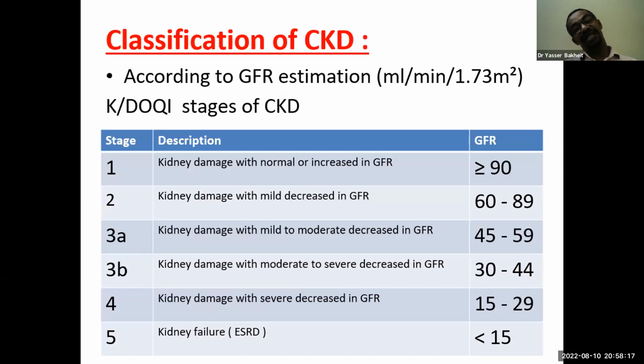The classification, according to the KDIGO guideline, is based on the GFR and structural or functional abnormality. So stage 1 is kidney damage with normal or increased GFR. In the other stages, there is a decrease in the GFR from stage 2 to 5.